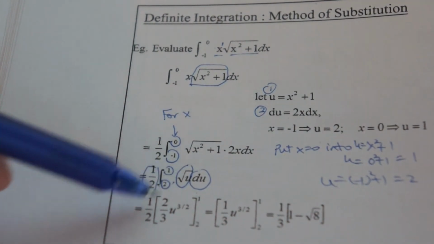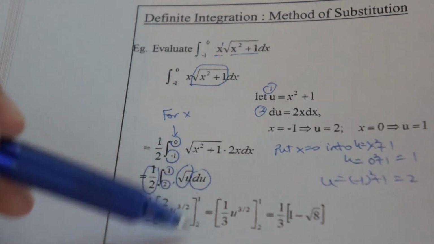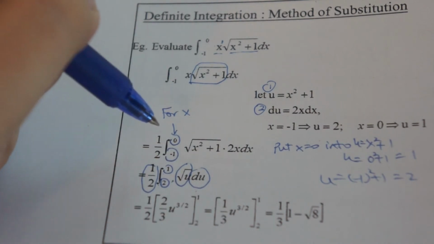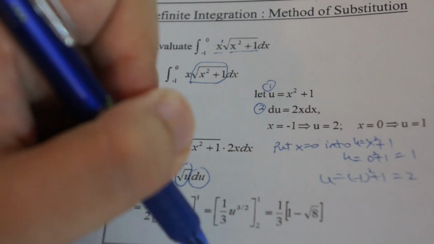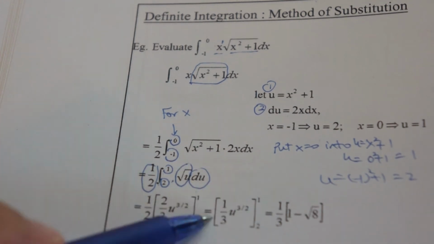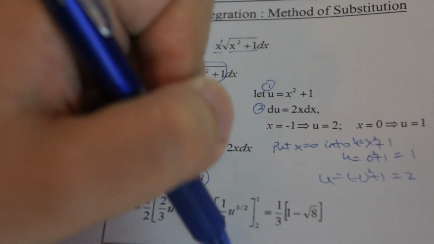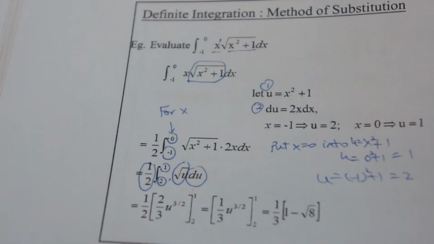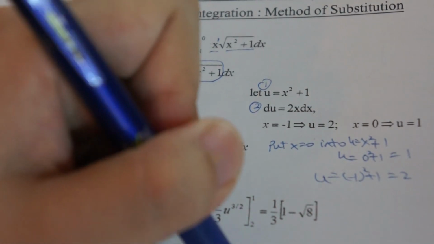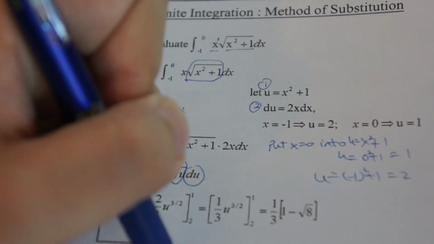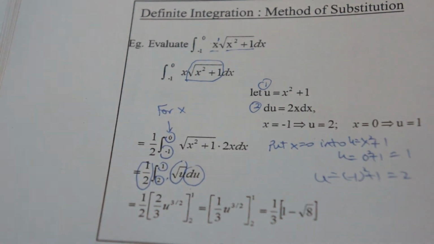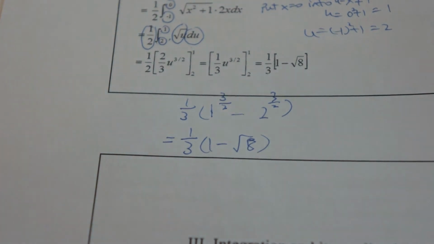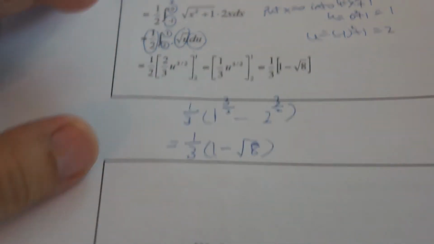And therefore after you do the integration, just substitute back 1 and 2 inside. Then it will be 1 over 3 times 1 to the power of 3 over 2. I skipped some steps here, and then you put back 1 inside, and then minus 2. As a result, we've got 1 minus 8, square root, and then 1 over 3. So that is how you get the answer by the method of substitution for the definite integral.